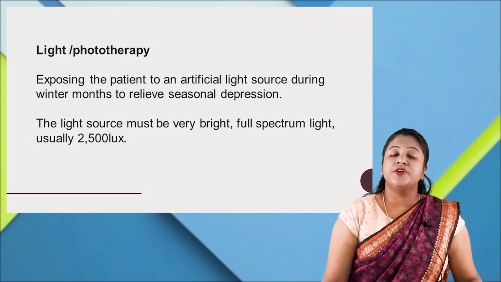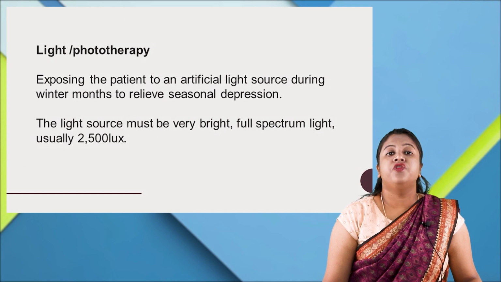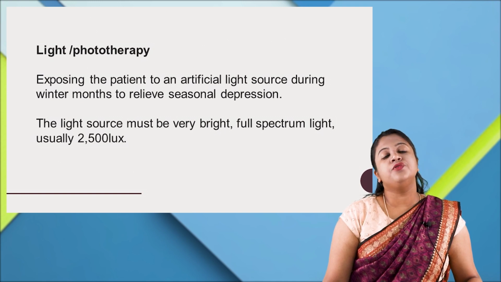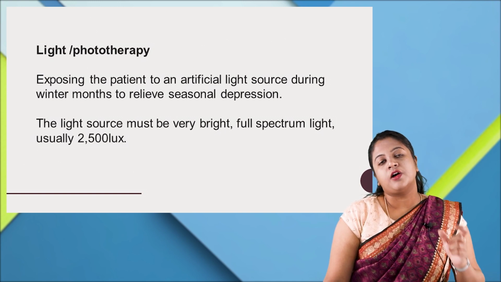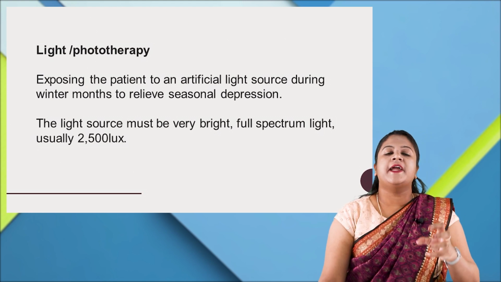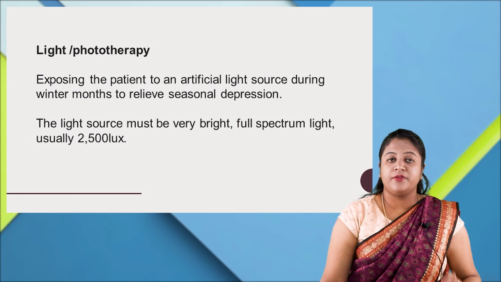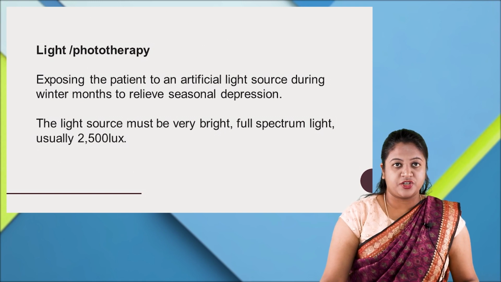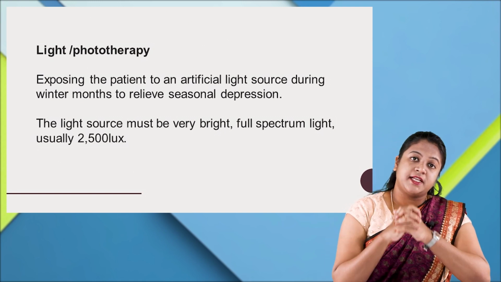The light source which we use should be very bright, full spectrum light with the usual 2500 lux. Okay, so that is the light therapy or the phototherapy for the seasonal depression. So that is about the physical therapies.